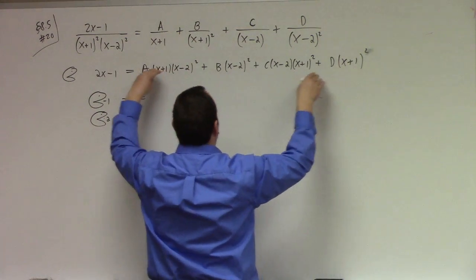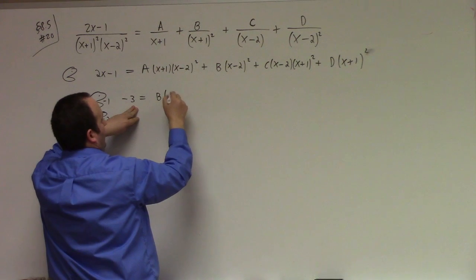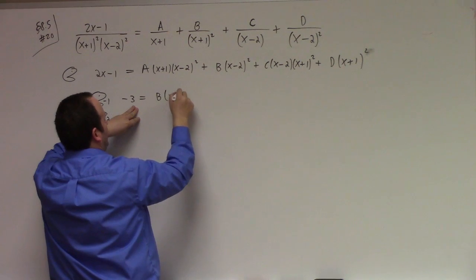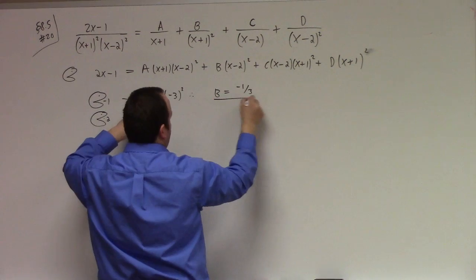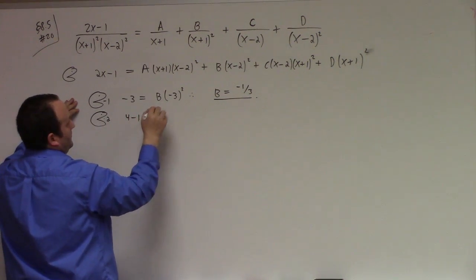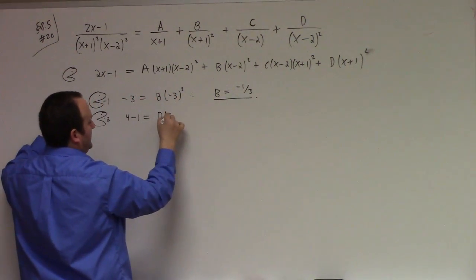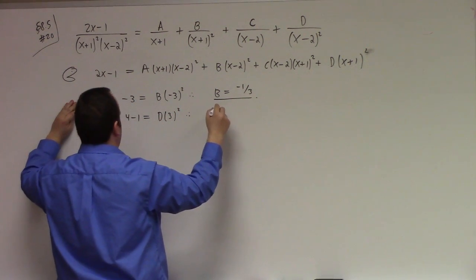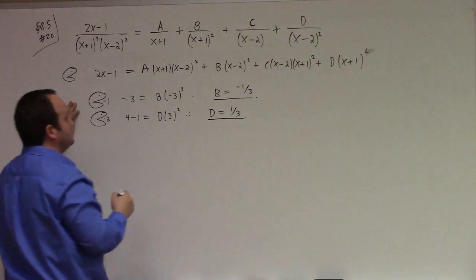So all of 3, it just leaves us the B term, right? B is equal to what? Well, B times minus 3 squared, okay. So B is equal to what? Minus 1/3, you say? Okay, I agree. We feed it 2, we get 4 minus 1. This is 0, 0, 0. We get D times 3 squared, right? D is equal to 1/3, okay, great. Well, that's half the problem down, right?